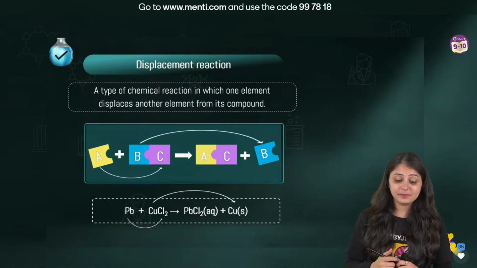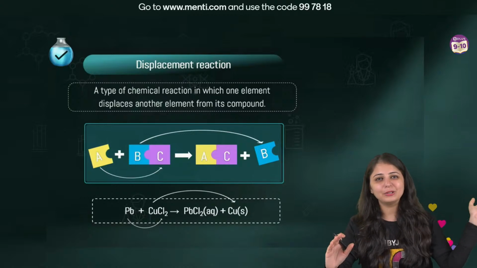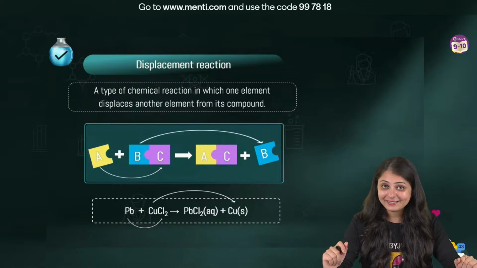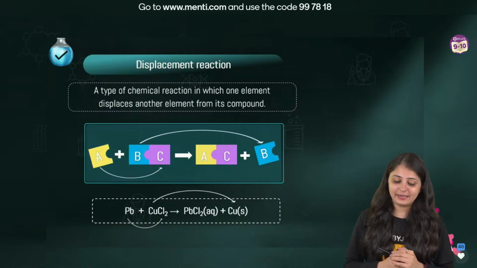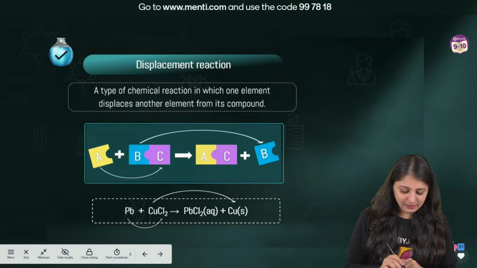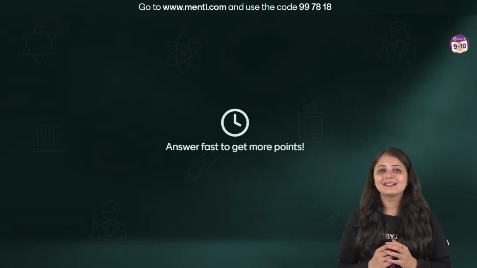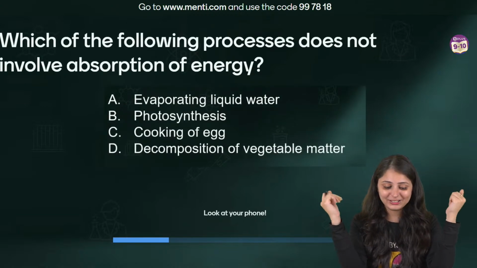So you can see A plus BC, A being more reactive will form AC and sets B aside. Similarly, you can see that lead is more reactive than copper. So it displaced copper and lead chloride is being formed. Thank you, Bharti. Let's move on to question number 10. Some questions are left, guys. Buck up. The leaderboard might change.